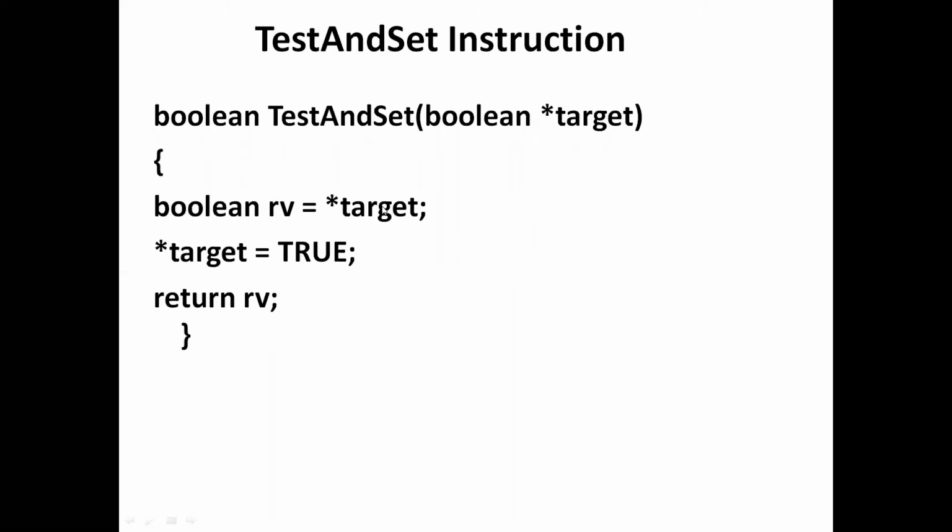That false will be assigned to rv, and then we set the target to true. Now we are modifying the false to true. We set target equal to true, and then return rv. What value is rv holding now? rv holds false, and that false value is returned by the test and set instruction.